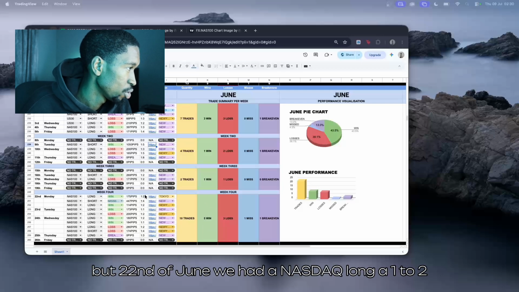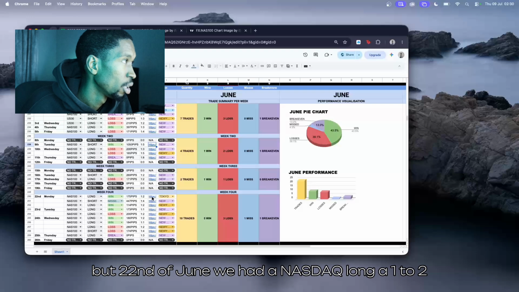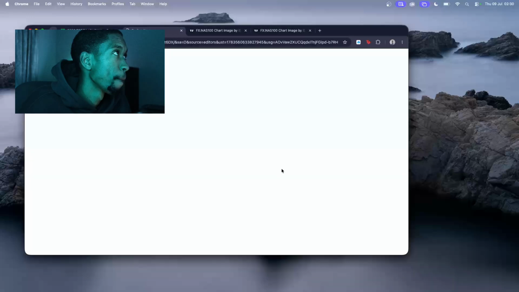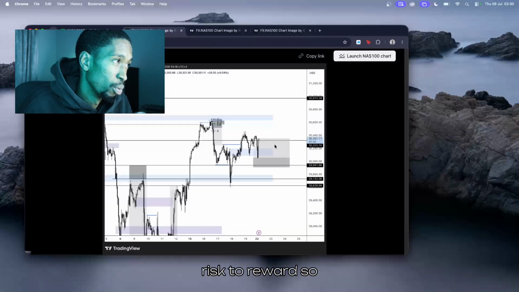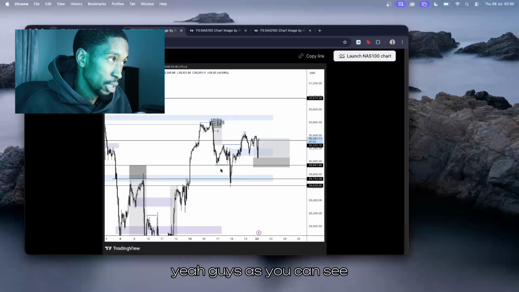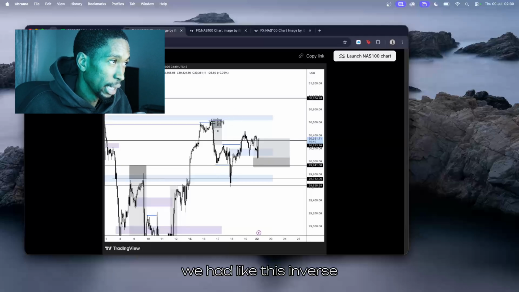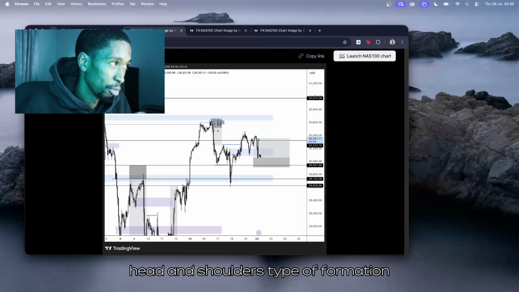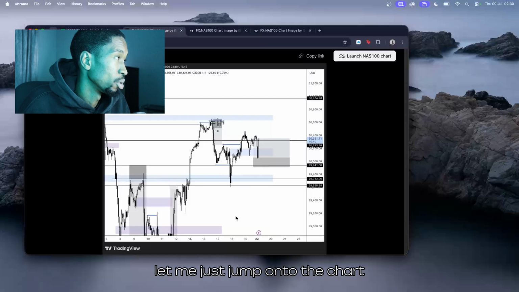But 22nd of June we had a Nasdaq long, a 1 to 2 risk to reward. So yeah, guys, as you can see, we had like this inverse head and shoulders type of formation. We had a drop, base, drop. So okay, let me just jump onto the chart.